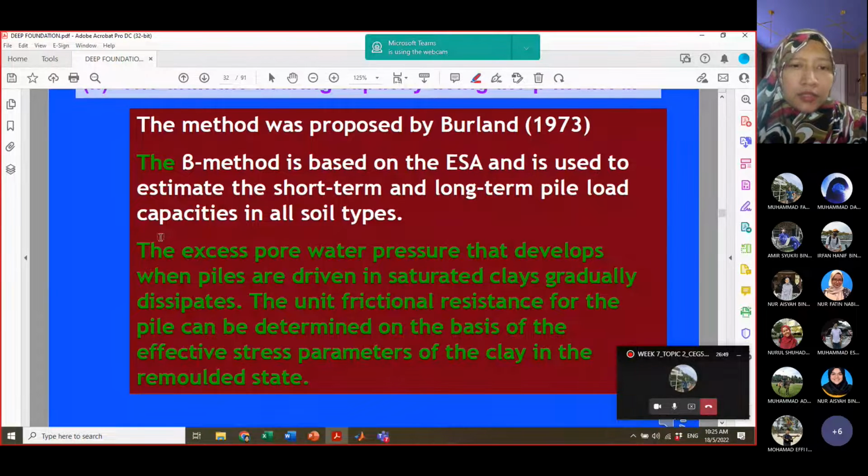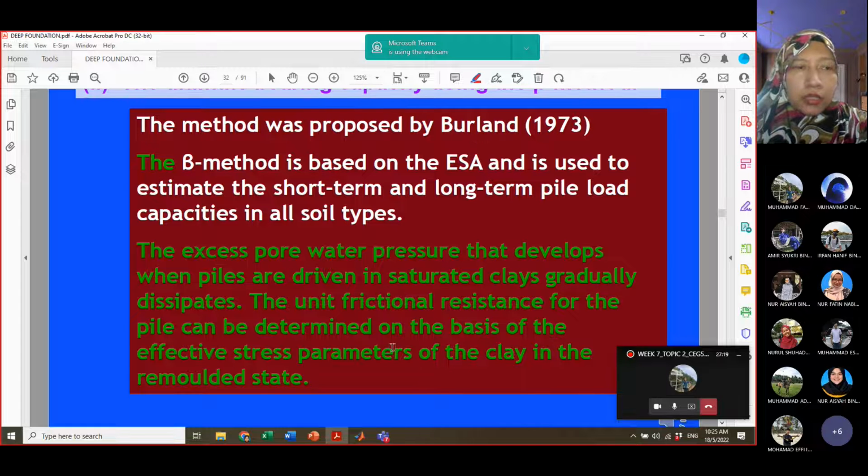Okay, berbeza dengan total stress analysis dengan effective stress analysis. By this time, untuk effective stress analysis, the excess pore water pressure that develops when piles are driven in saturated clays gradually dissipates. So yang ni kita akan nampak pada tempoh yang panjang, the excess pore water pressure develop, then dia dissipate from the conditions of the clay itself. So the unit frictional resistance for the pile can be determined on the basis of the effective stress parameters of the clay in the remolded state.